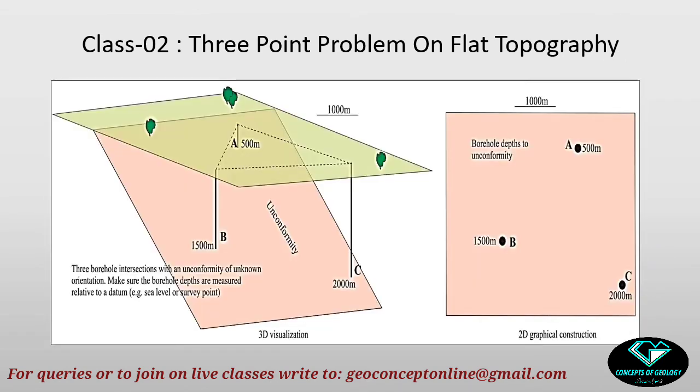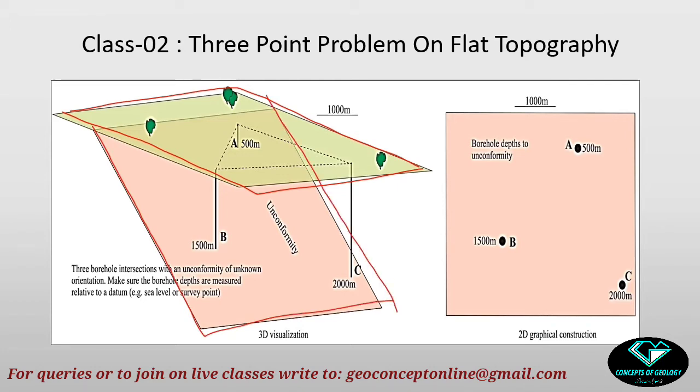Now we will enter into the domain of the 3-point problem, which is the topic for today, and we are doing the problem in a flat topography. Suppose this is the topography. This is exactly horizontal, and this is the inclined plane for which we are going to measure the attitude. Now this inclined plane and the horizontal plane are intersecting by this line.